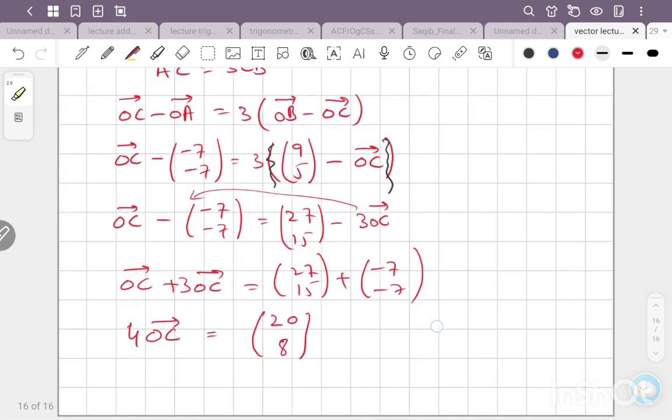Okay, now here OC. 4 is divided on both sides, we get 20 divided by 4 and 8 divided by 4. We get the answer 5 and 2. Hopefully, dear student, you can understand this question. Thank you so much.